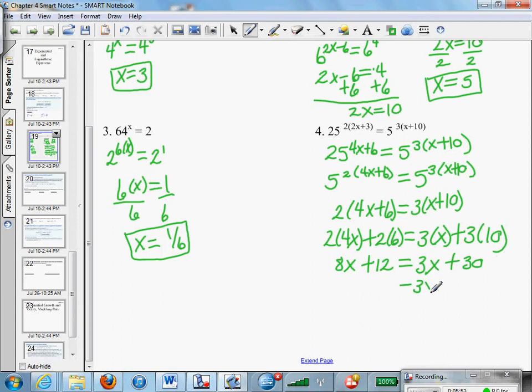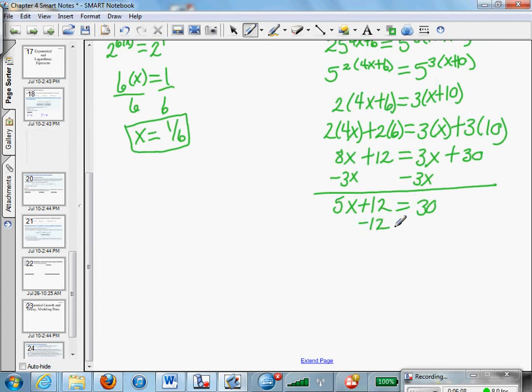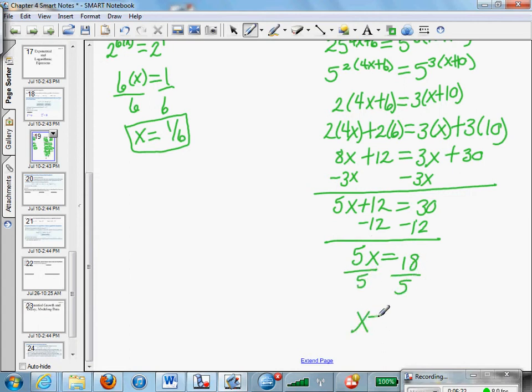So let's get all the x's on one side by subtracting 3x on both sides of the equation. It's going to give you 5x plus 12 equals 30. Now let's subtract 12 on both sides of the equation. So we have 5x equals 30 minus 12, which is 18. Now let's get x by itself by dividing both sides by 5. And you're not going to get a very pretty answer, but you get x equals 18 divided by 5.